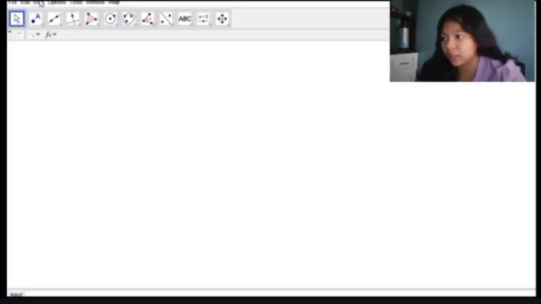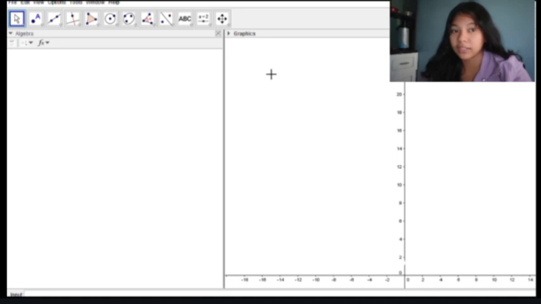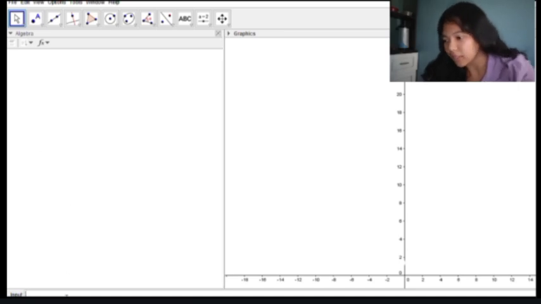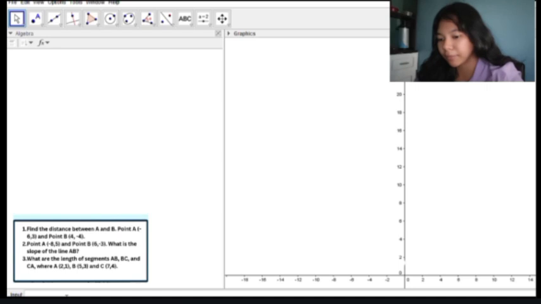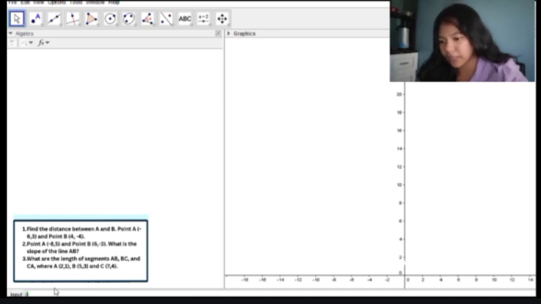Put it back to 2D, or graphics. As you can see, graphics and graphics 2 are pretty much the same. It is good for comparing two functions. So let's type the problem. Find the distance between AB. So, point (6, 3).